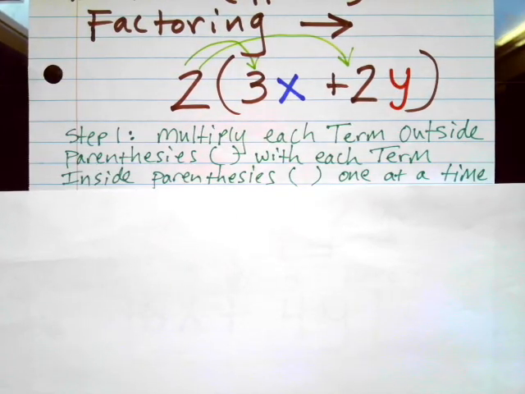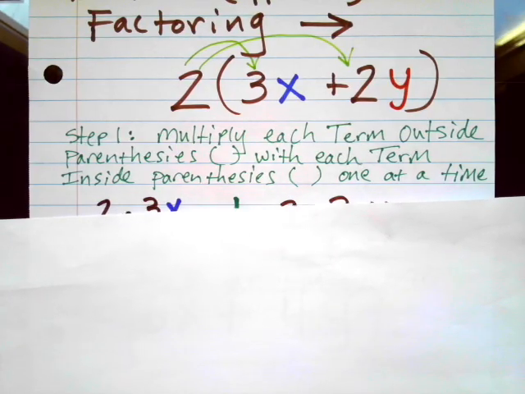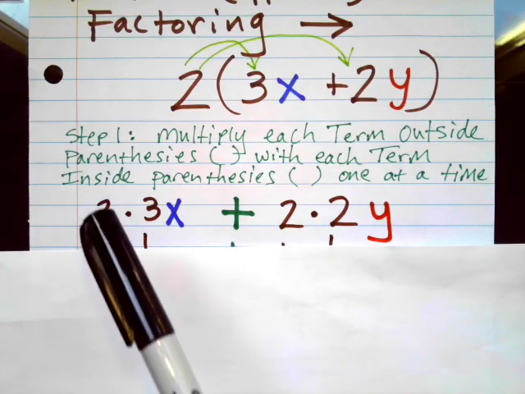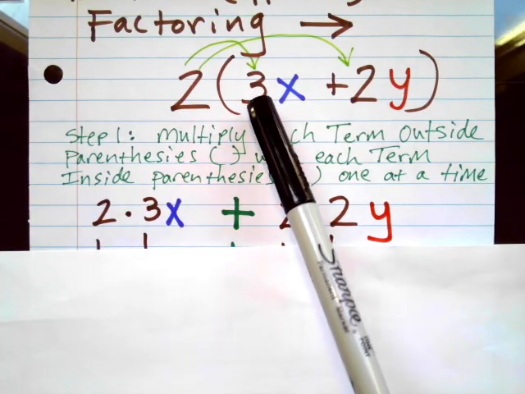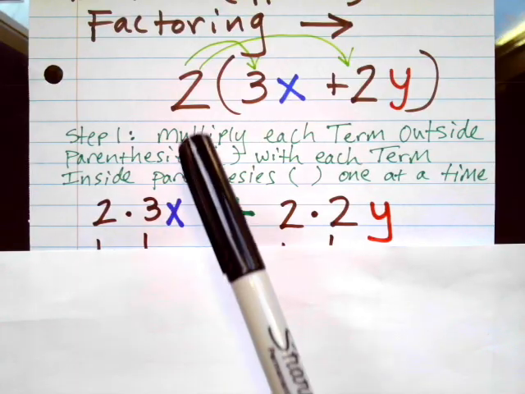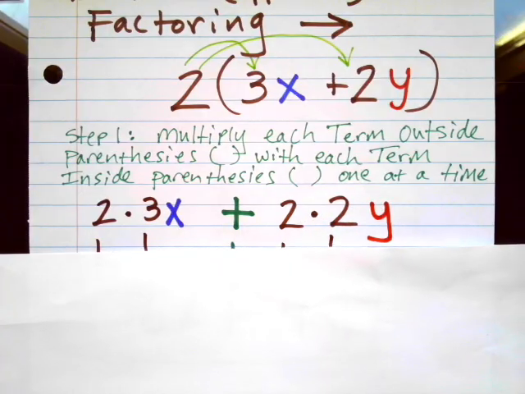So step 1, multiply each term outside the parentheses with each term inside the parentheses one at a time. Going slow and organizing your values as you go. So again, 2 times 3x. I'm showing you here, 2 times 3x, plus 2 times a positive 2y. I'm showing you that here.